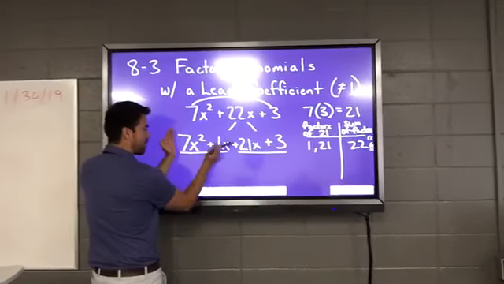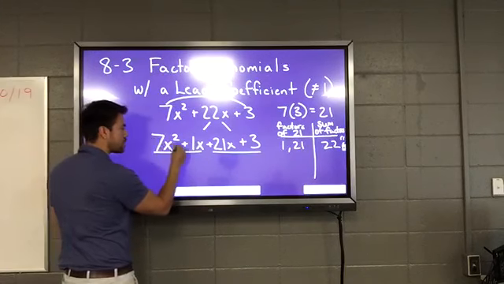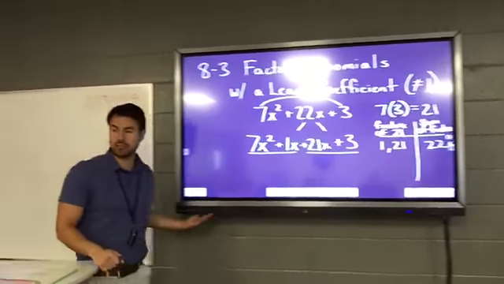So look at this problem right here. Look at this right here. This is 8-1. What's the GCF of 7x squared and 1x? What's the GCF?